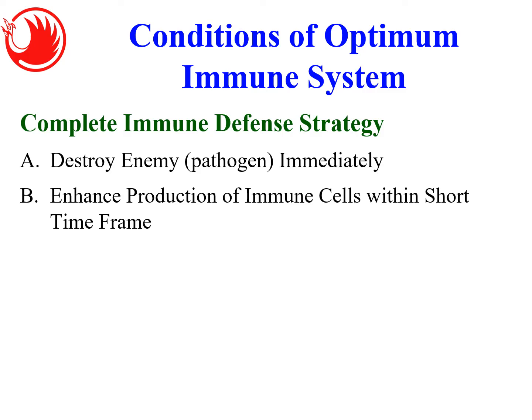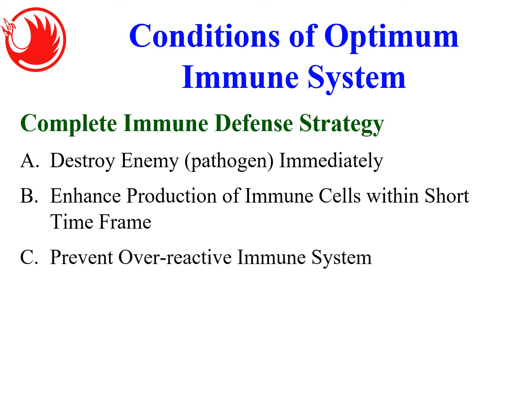But if there are too many, they will come into your body and break through your first line, going to the second line. Then you want to enhance production of immune cells, which are your T and B cells, within a very short time frame. Then you also want to prevent an overreactive immune system. You also make sure the T helper cell is okay, or else you'll cause a lot of inflammation or swelling in your body.